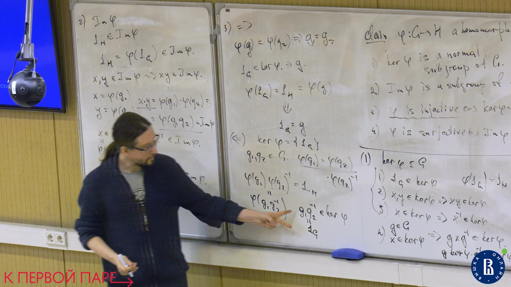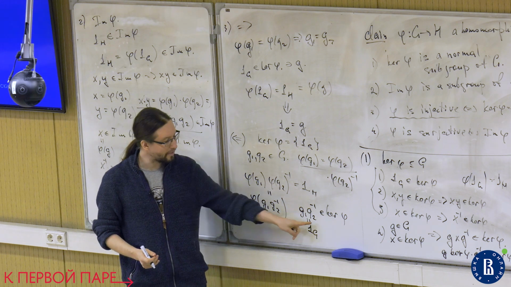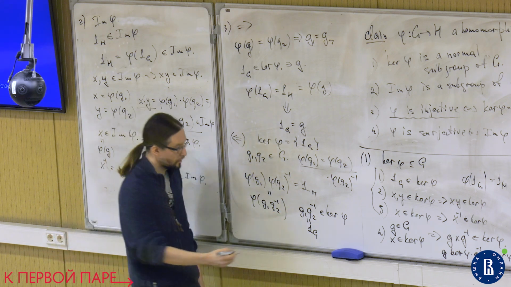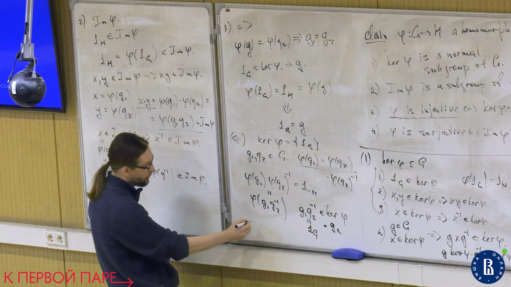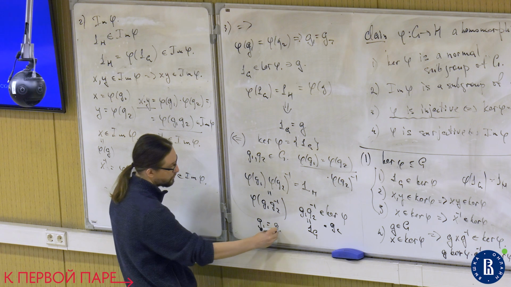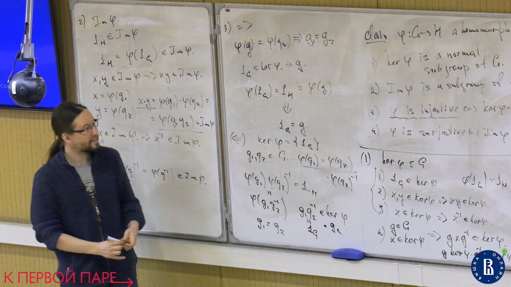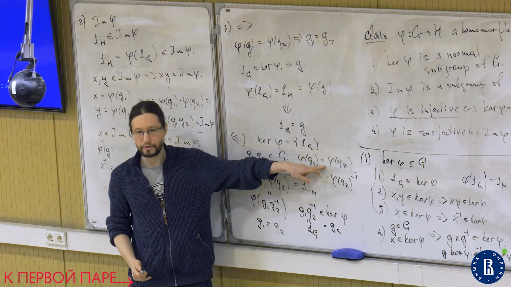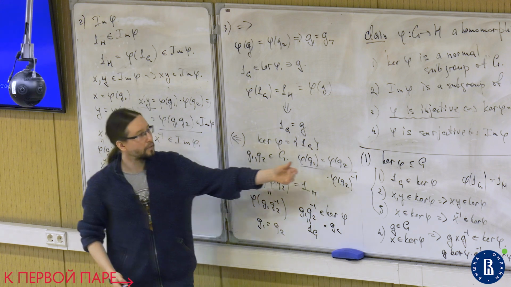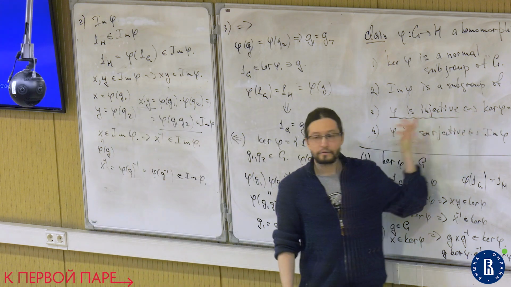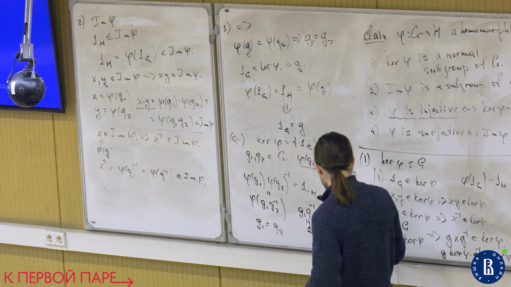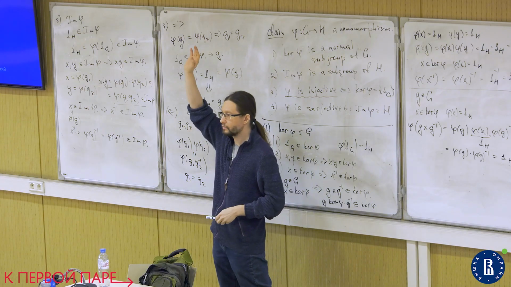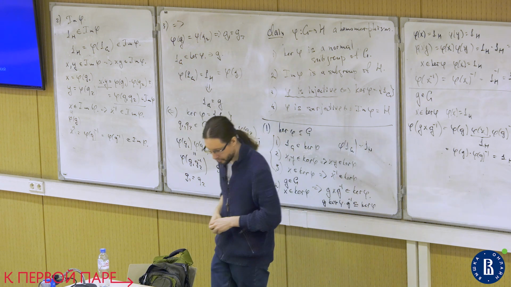But now, we take this equality and multiply by G2 on the right. Let's multiply this equality by G2 on the right. And we will get G1 is equal to G2. And this is exactly what we wanted to prove in this situation. And this completes the implication from right to left. And we're done. Just in case, are there any questions? I hope it should be clear.